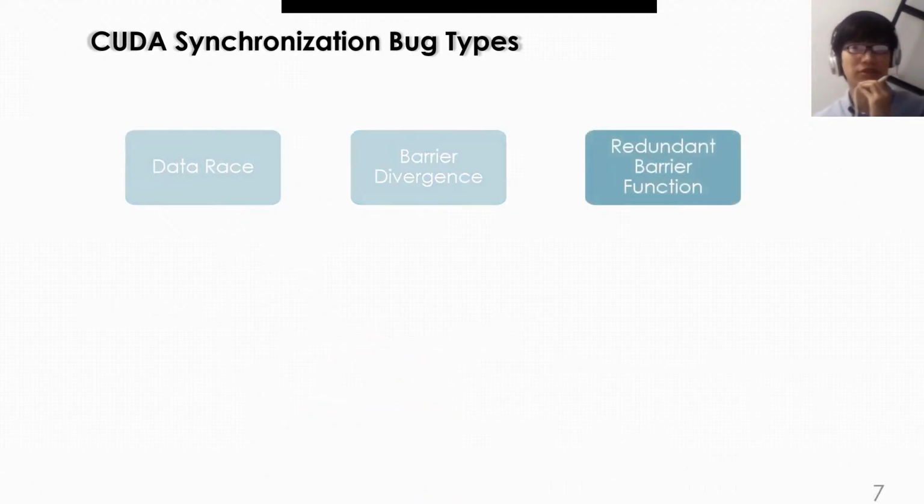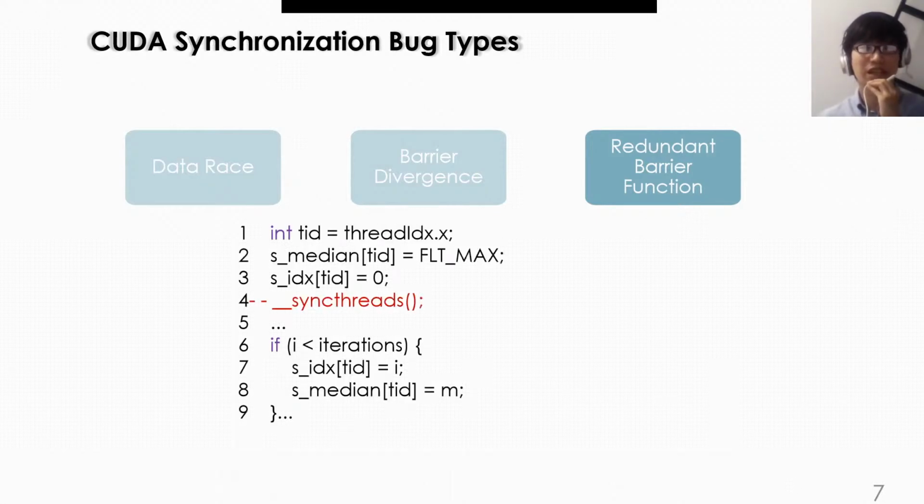The redundant barrier function is quite simple. A barrier function is redundant if no data race is triggered after deleting it. So we have a code sample here. After we delete the barrier function at line 4, nothing happens, no synchronization bug. So we call this barrier function redundant.